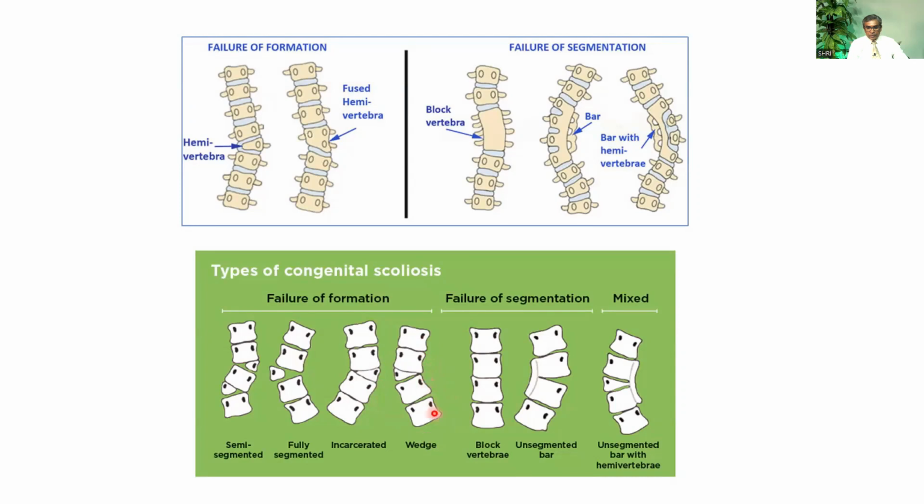Then the next entity is what you call a wedge, and as you can see in this picture, it's attached to the top vertebra, but not the bottom one. But then it goes further beyond the midline of the vertebral column, and rather than a hemivertebra, it's a wedge vertebra. When it comes to failure of segmentation, you can get block vertebra, unsegmented bars, and then you can get the mixed picture, unsegmented bar with hemivertebra. Hope that's not too complicated for you.